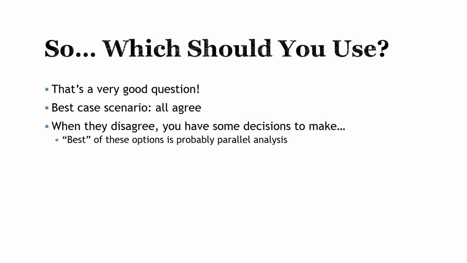The best, in quotes, is probably parallel analysis because it actually compares to actual random data. And so I can have a feel for which of my factors are contributing better than random, which tends to be what I'm trying to determine when determining how many factors to keep. So parallel analysis is a good default, but parallel analysis isn't always available. That is, not all softwares do parallel analysis, as we just talked about with SPSS.